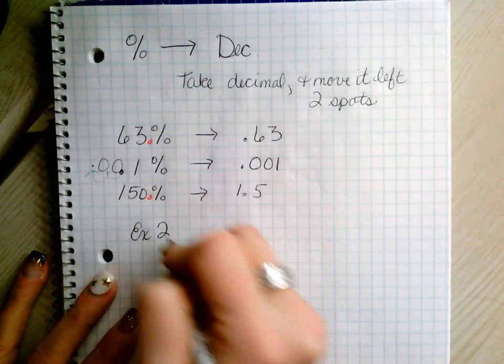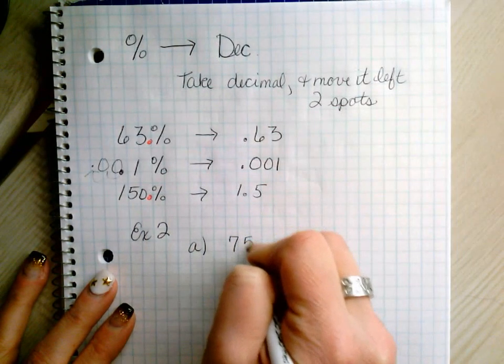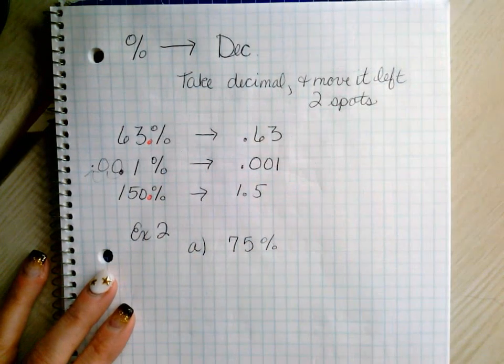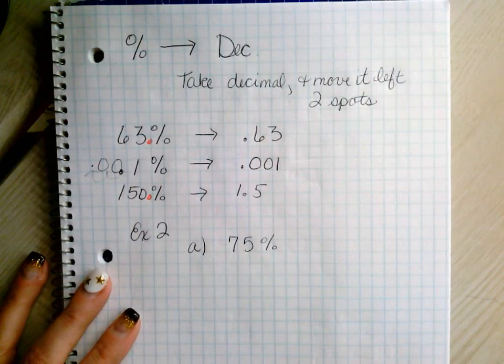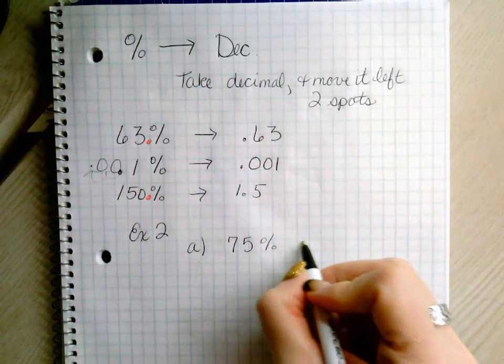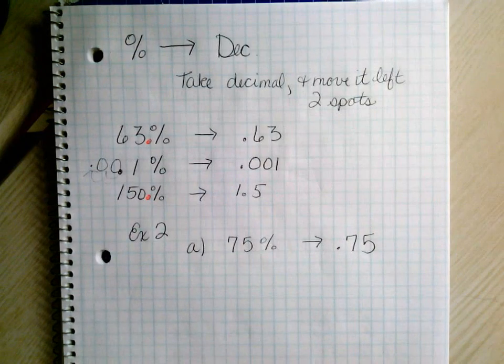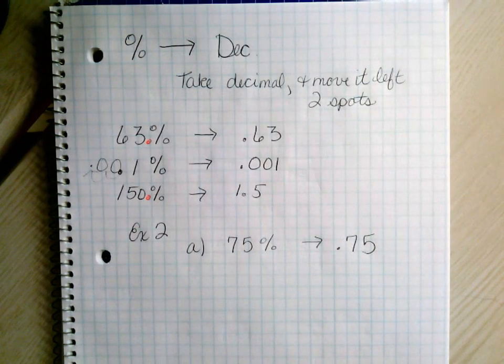So the book samples they give us, we've got A. 75%, take the decimal, move it 2 positions to the left, and you end up with 0.75. Okay?